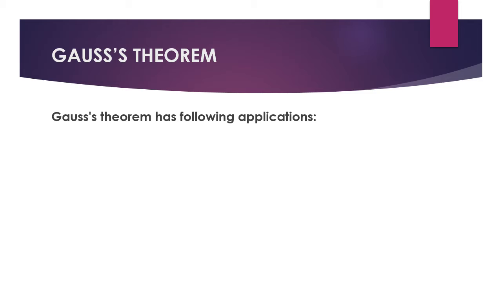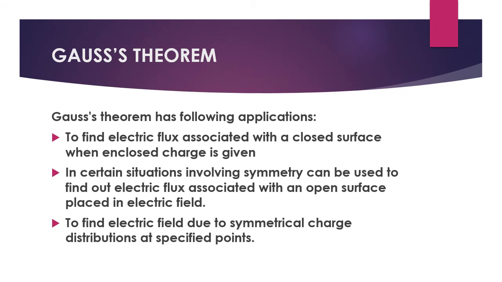Let us come to the application part of Gauss's theorem. Gauss's theorem has some very useful and important applications. The first one of which is to find out electric flux associated with a closed surface if the charge enclosed is given. Gauss's theorem can be directly used to find out such electric flux. In certain situations involving symmetry, we can use Gauss's theorem even to find out electric flux associated with open surfaces. In order to facilitate the understanding of this point, we will take certain examples into consideration in the coming lessons.